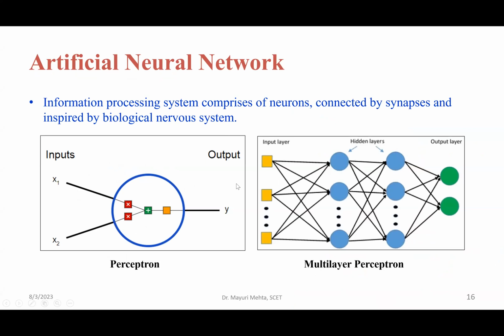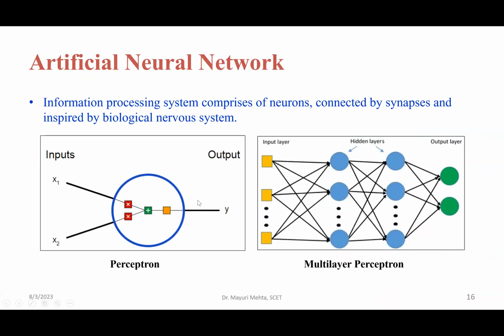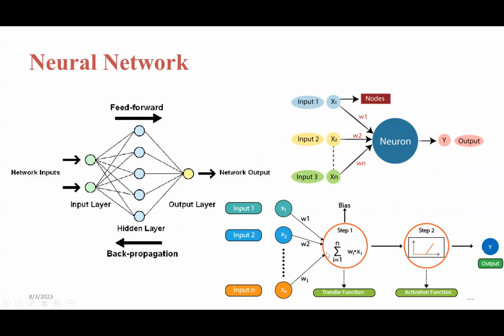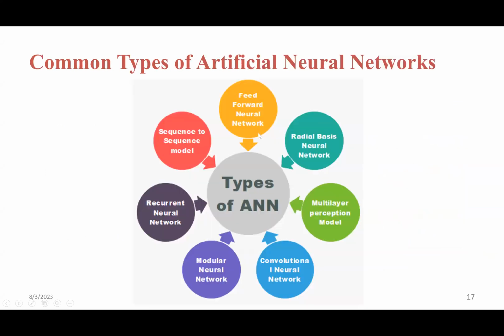This is the architecture of neural network, and here I have included simple artificial neural network. This is a bit of an extension of this: this is a neural network and this is perceptron and multi-layer perceptron. They are simple types of artificial neural networks. Here are the common types: feed-forward neural network, radial basis neural network, multi-layer perceptron model, which I just demonstrated, convolutional neural network, modular neural network, recurrent neural network, sequence to sequence model. These are the common types of neural network.